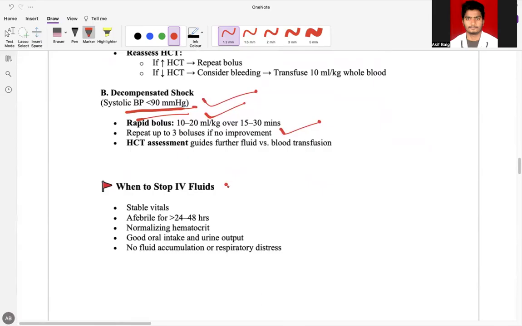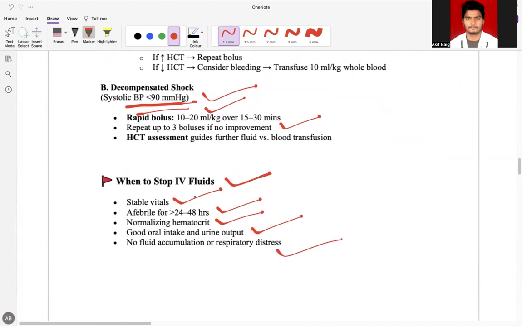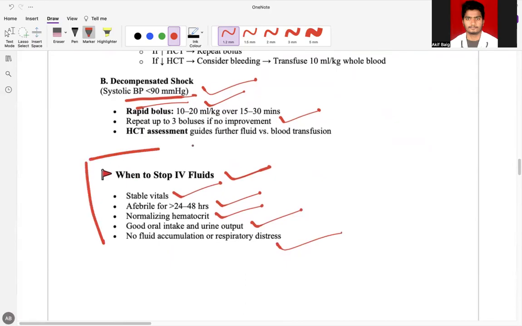So when to stop IV fluids? Suppose the patient's vitals are stable, the patient is afebrile for more than 24 to 48 hours, hematocrit is normalizing, good oral intake, good urine output, no fluid accumulation or respiratory distress. So this is the time you will stop IV fluids in patients with dengue.